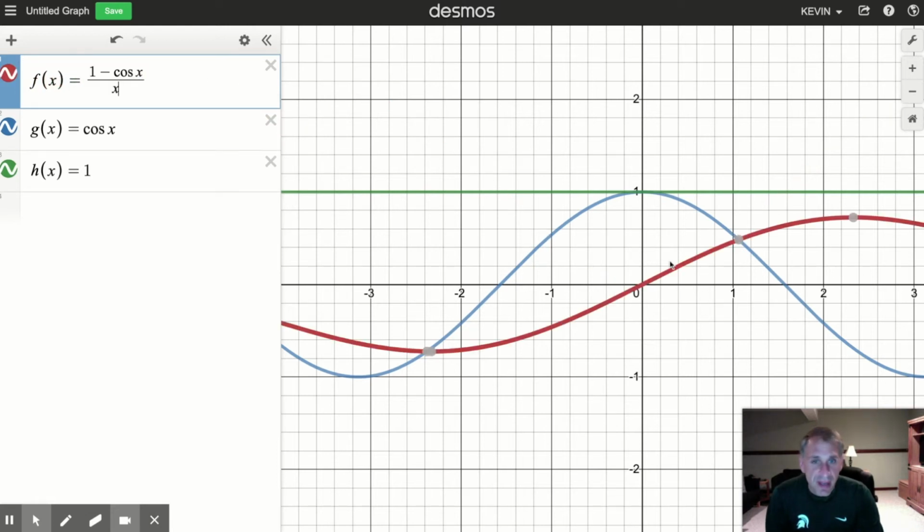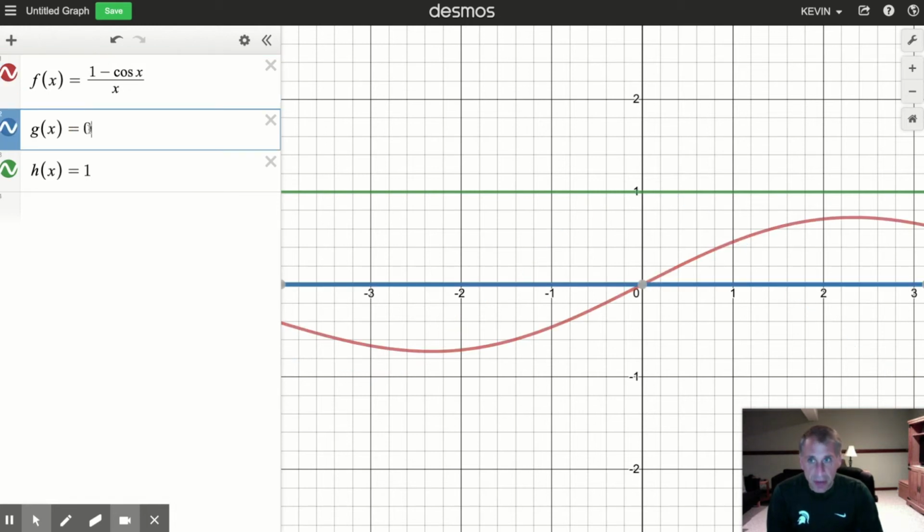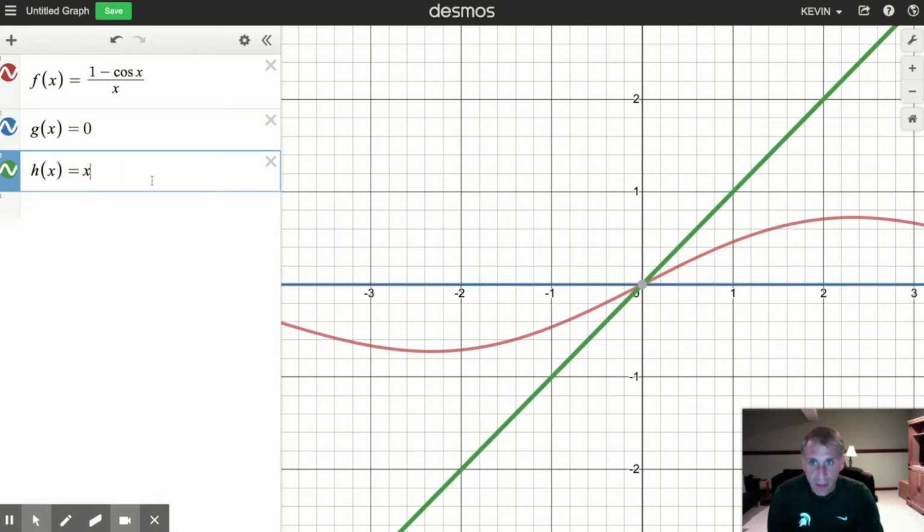Now, if we do this same kind of process for 1 minus cosine of x over x, that function is not trapped between the two that we have, so we need two other functions. This time we're going to go with 0 and x. And again, you can see that the red graph is trapped between the green and the blue here, and then it reverses, but it's still trapped between the two of them on the other side of 0. Again, the limit as x approaches 0 of g of x is 0, because it's always 0. And the limit as x approaches 0 of h of x is 0, because at 0 it's equal to 0. So f of x is trapped between the two, and so the limit here is going to be 0.